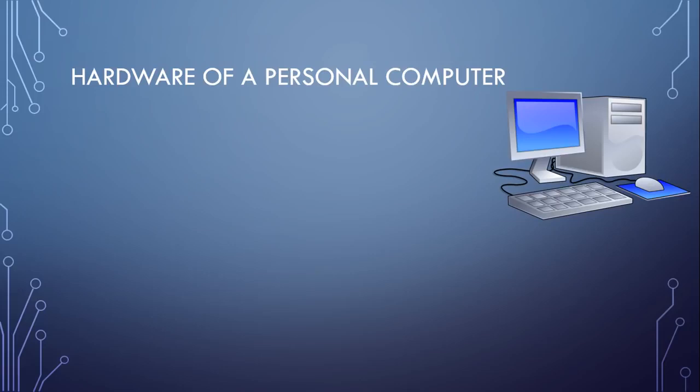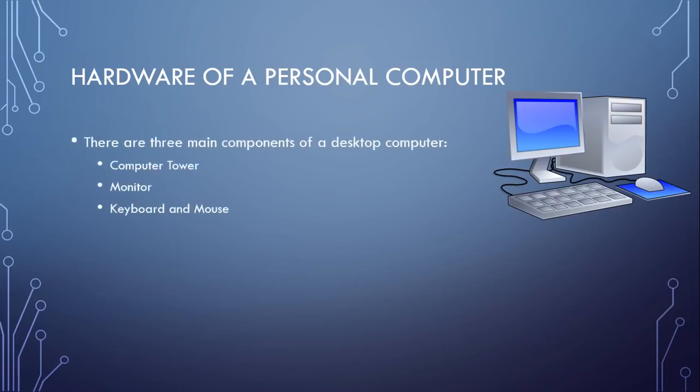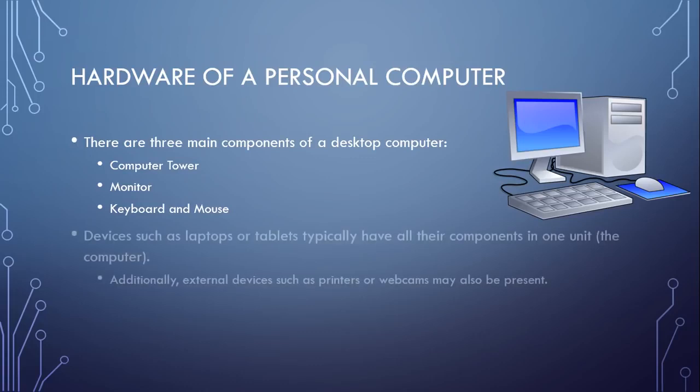All right, now let's dive into some of the hardware of a personal computer. Now, when we talk about a desktop computer, there's typically three main components. You have a computer tower, you have a monitor, and the keyboard and mouse. Sometimes the tower and monitor will be integrated in what's called an all-in-one, which we'll talk about later, but those are typically the three main identifying components.